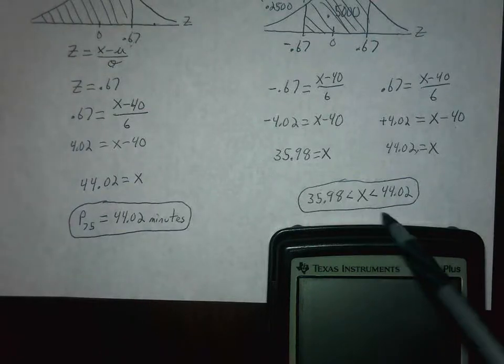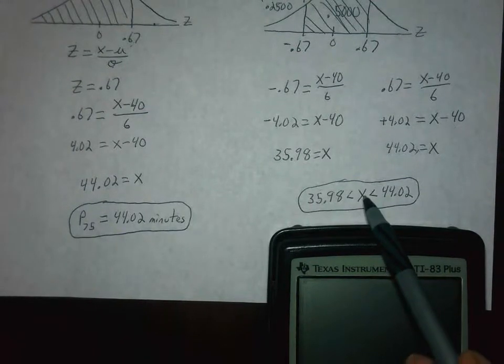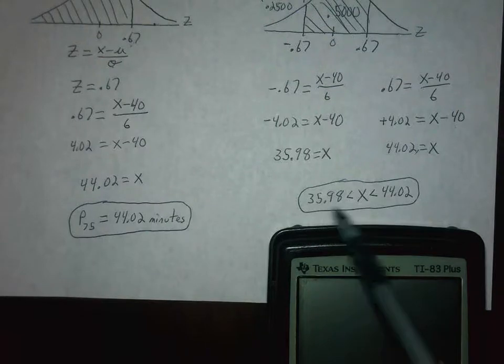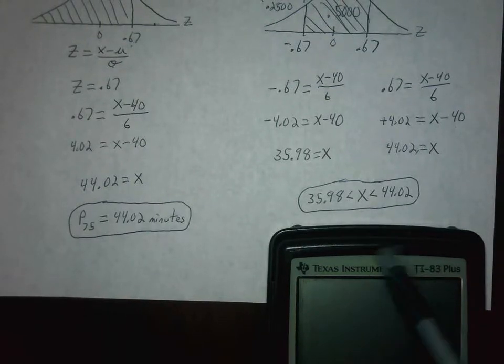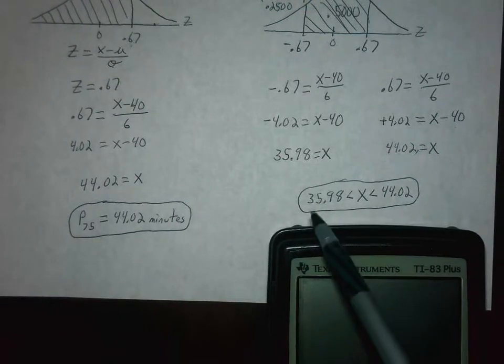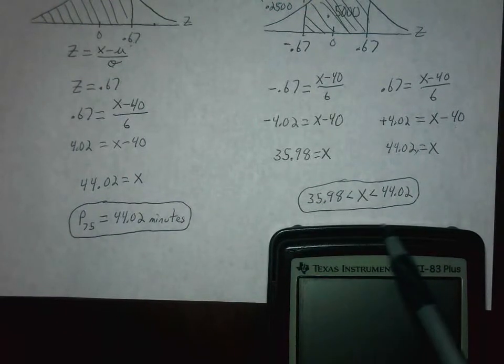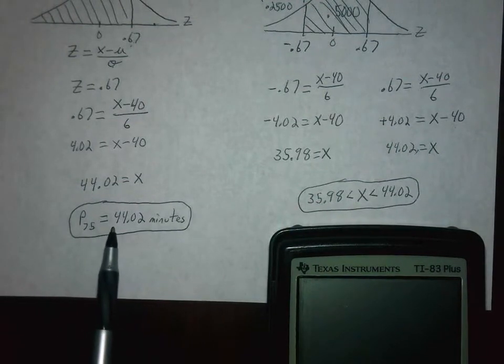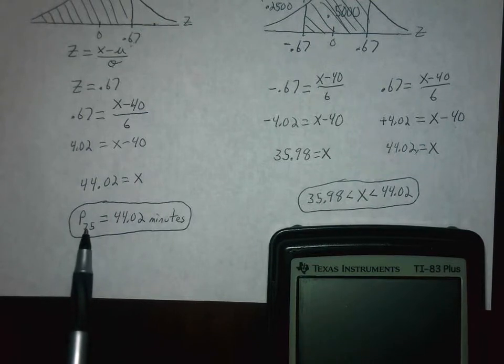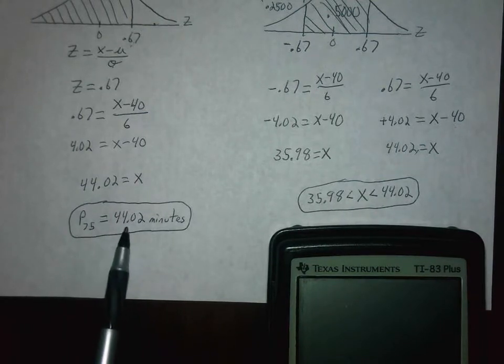Okay, so here the wait time is between 35.98 minutes and 44.02 minutes. Okay, so the middle 50% of people, they waited between about 36 and 44 minutes. The last one, P75, that says that 75% of the people waited 44.02 minutes or less.